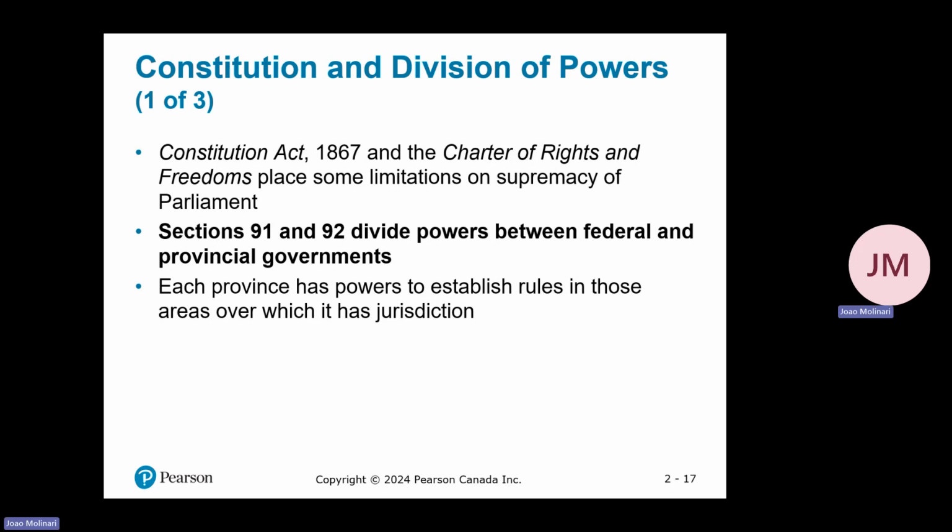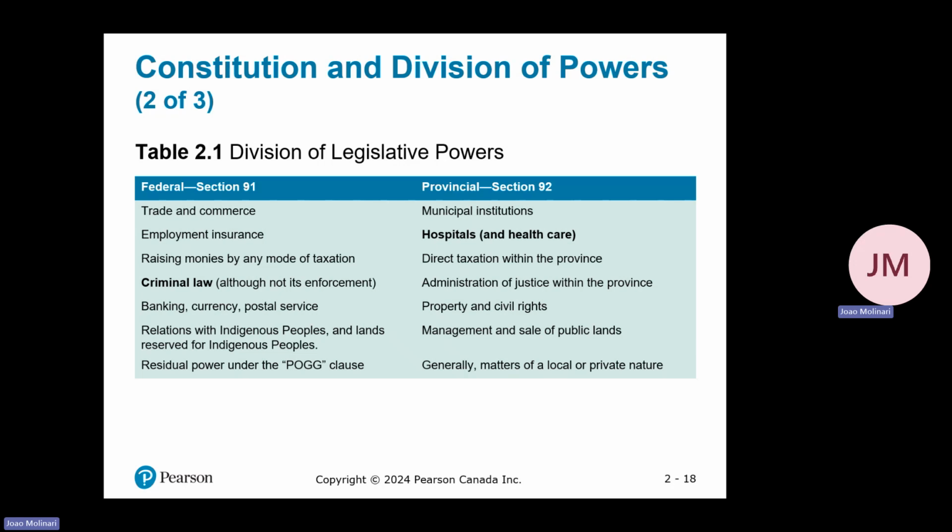So when Canada was created back in 1867, sections 91 and 92 said that some matters, some topics, are of exclusive jurisdiction, exclusive power, of the federal government, like criminal law. Only the federal government can pass criminal law in Canada.